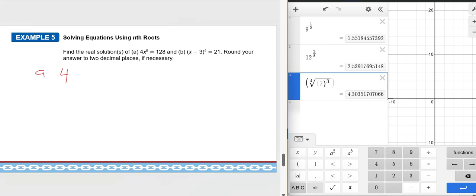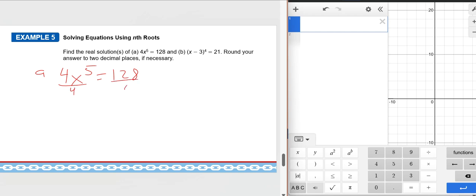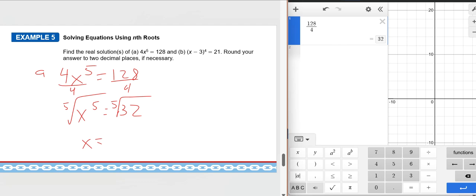4 times x to the 5th equals 128. I am going to solve that like I would any other equation. I'm going to divide away the 4. So 128 divided by 4 is 32. So x to the 5th equals 32. To move away this 5th power, I am going to take the 5th root of both sides. So x equals the 5th root of 32.